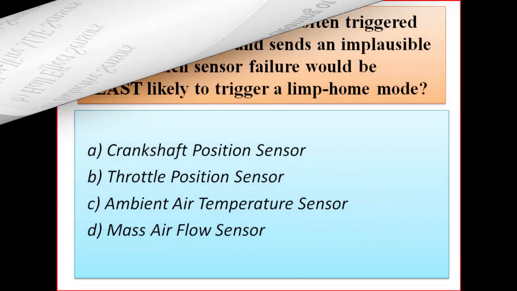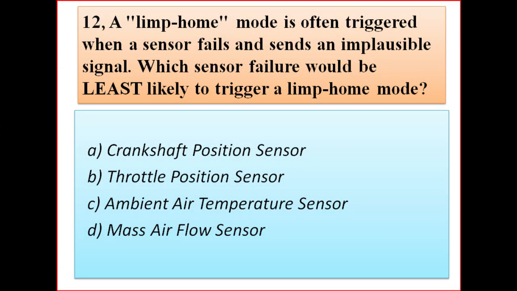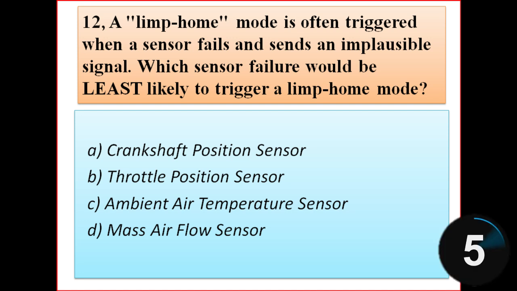12. A limp home mode is often triggered when a sensor fails and sends an implausible signal. Which sensor failure would be least likely to trigger a limp home mode? A. Crankshaft position sensor. B. Throttle position sensor. C. Ambient air temperature sensor. D. Mass airflow sensor.